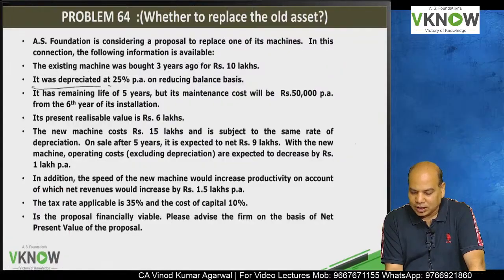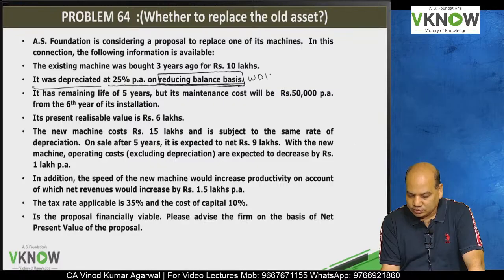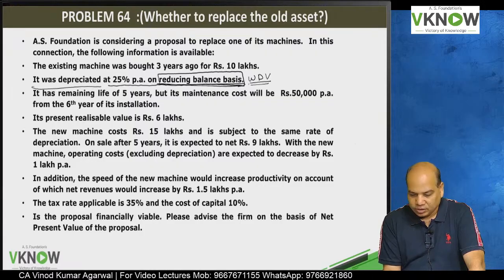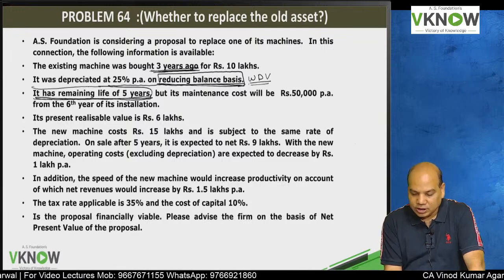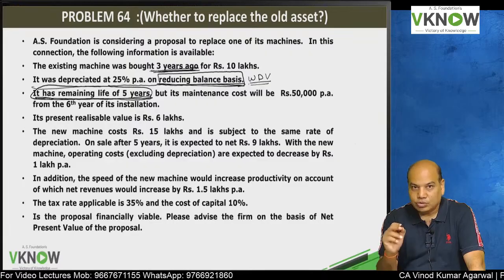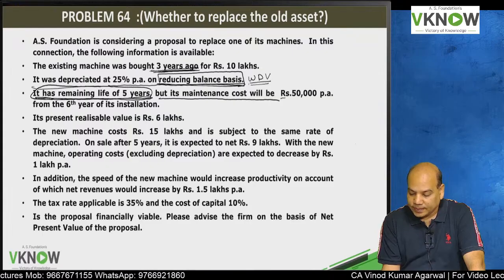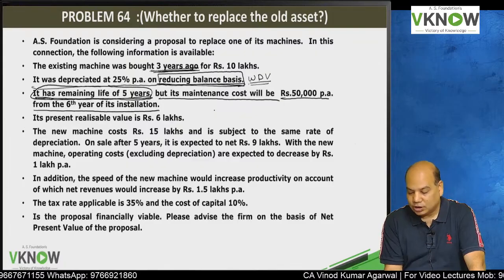It was depreciated at 25% per annum on reducing balance basis. What is reducing balance? WDV method. 3 years are already over, and it has a remaining life of 5 years. The old machine can be used for 5 more years, but its maintenance cost will be rupees 50,000 per annum from the 6th year of its installation.